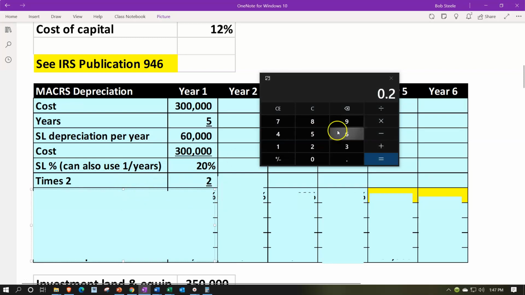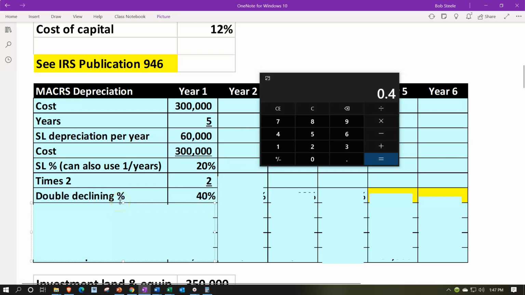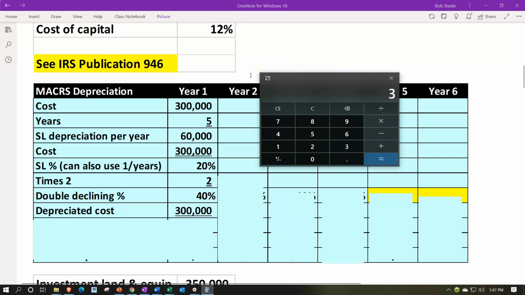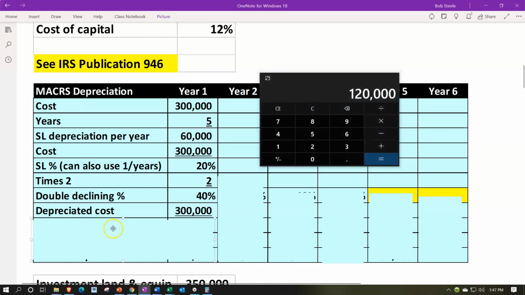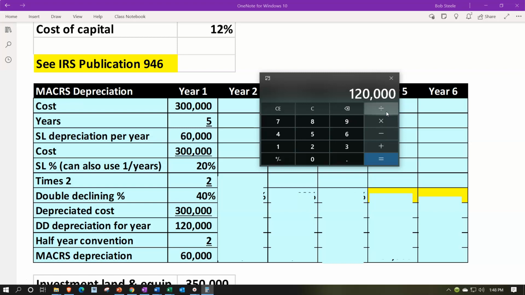Double declining rate would take that and multiply it times 2 to get the double in double declining. So the double declining percent then being 40% or 0.4. If we take that and multiply it times the cost of $300,000, we would get the double declining depreciation for year 1 of $120,000, but the MACRS has a half year convention. So typically we take that and divide it by 2, imagining that we purchased this thing in the middle of the year, even if we purchased it on January 1st or December 31st or any other time in the year. That's the general convention for taxes. Could be exceptions, but general convention.